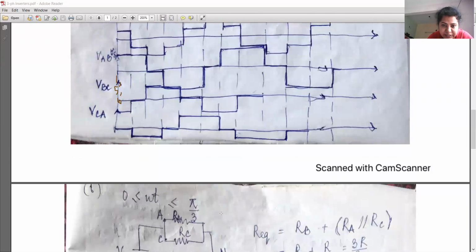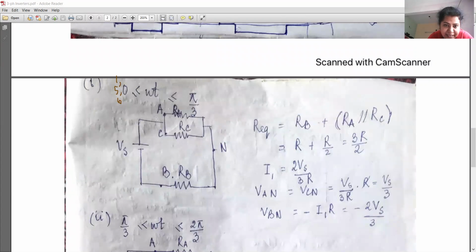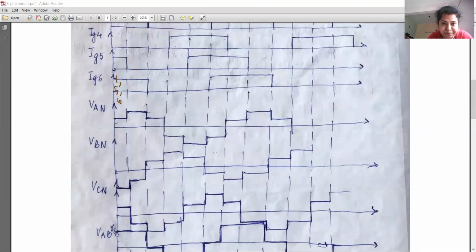Here in the equivalent circuit, A and C are connected to the positive terminal and B is connected to the negative terminal, because 1, 5 and 6 are turned on in the interval omega t greater than or equal to 0, less than or equal to pi by 3. So the resistances RA and RC are connected to the positive terminal of the battery, and RB is connected to the negative terminal, with the neutral of the star-connected load.